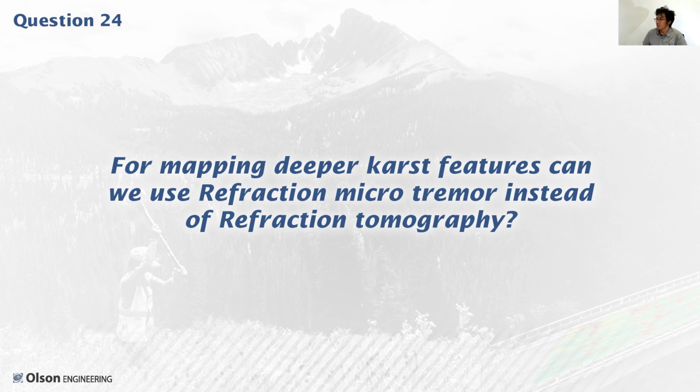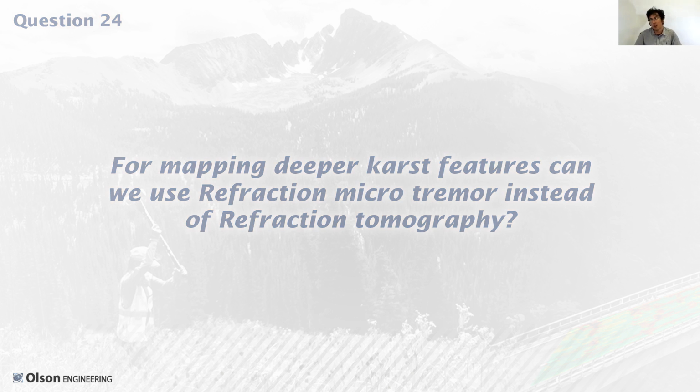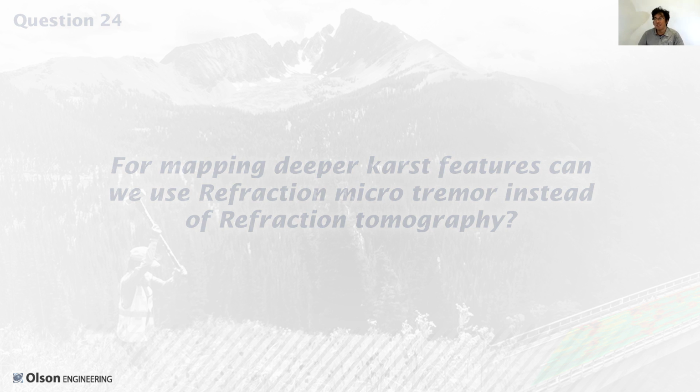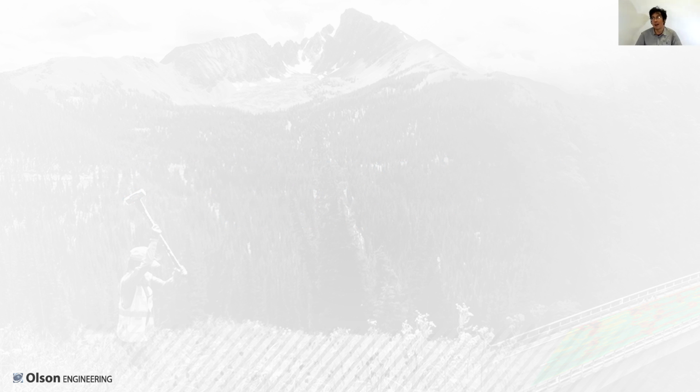Okay. Next question. For mapping deeper karst features, can we use refraction microtremor instead of refraction tomography? I'm not a REMI expert, but I would assume that you can. The issue that you're going to run into is REMI doesn't have great lateral resolution, so you're going to have a pretty big void. And if you're interested in karsts near the surface, so in the upper 50 feet, refraction tomography is going to resolve that better.